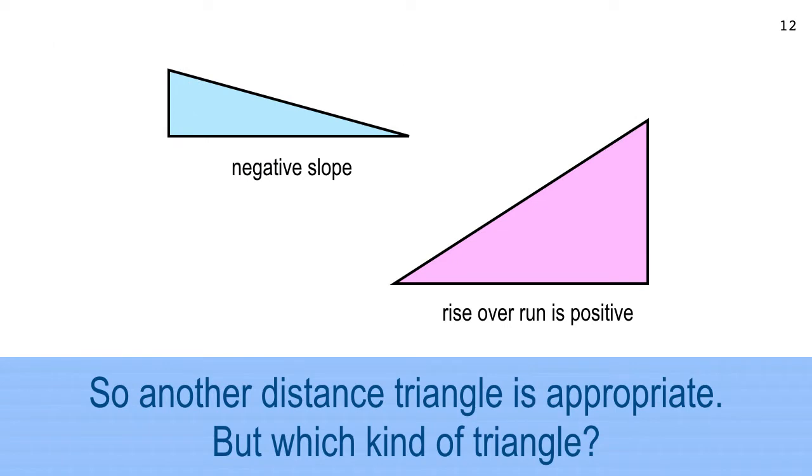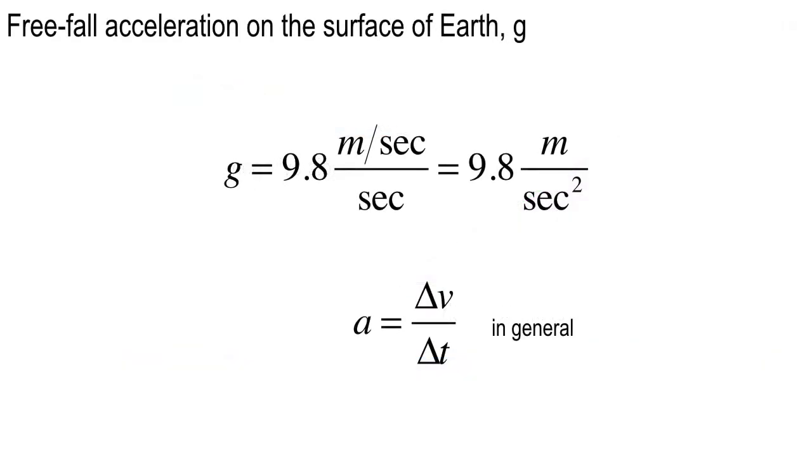So that being the case, we have equal increments for every delta t. That means we have a straight line segment. We've got a distance triangle, but which one? The blue one up here is a negative slope, and the pink one is a rise over run that is positive. So which kind of triangle do we have to use? Well, let's take a look at free fall. Let's try to work on this baby. And here's the generally accepted value at the surface of the Earth to two significant digits, 9.8.